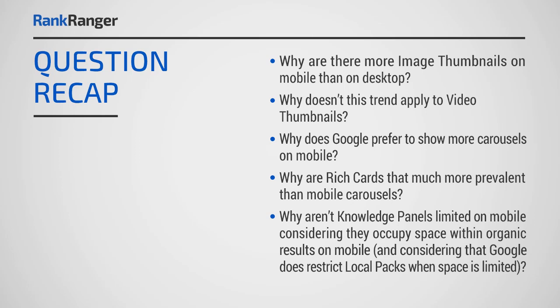of choice on mobile? And last but not least, and the key to all of this, I believe, is that knowledge panels are not limited on mobile, even though they are an organic SERP eating force. Google shows relatively the same amount of mobile knowledge panels and desktop knowledge panels. Why? Why does it not show fewer mobile knowledge panels if they eat up organic results the same way that local pack does when it eats up organic results?